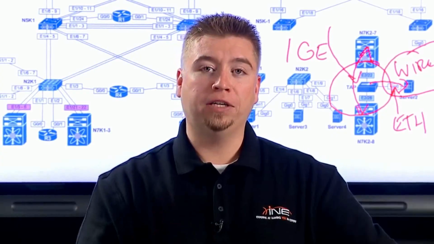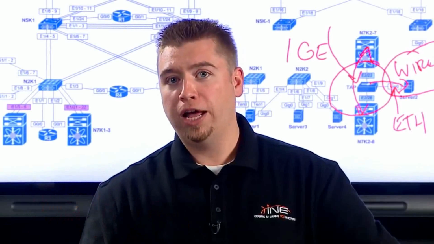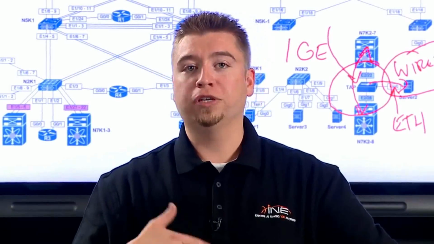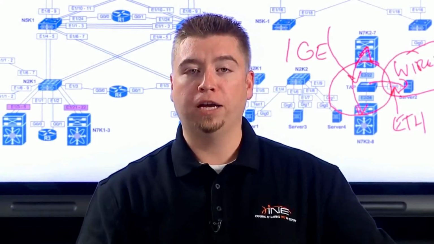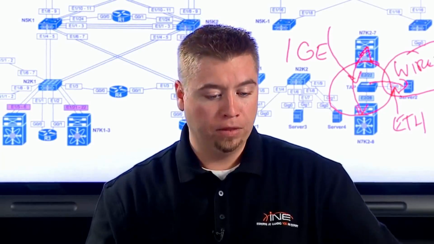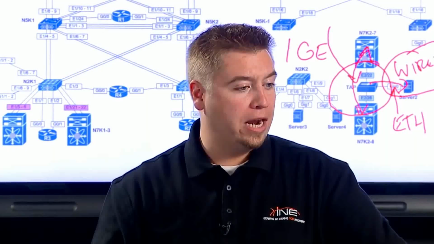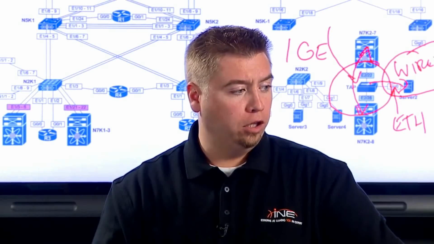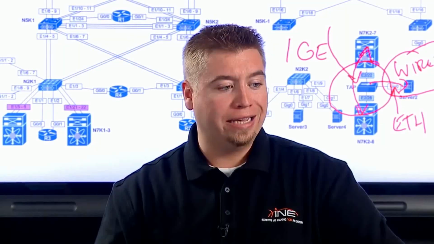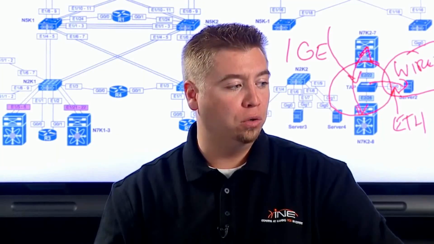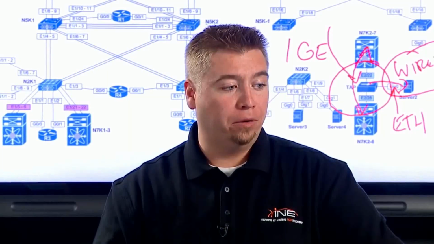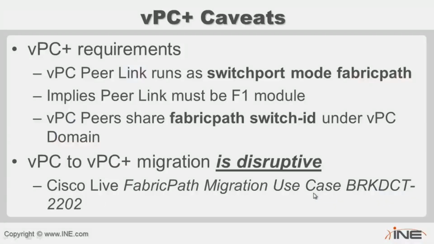If you're using fabric extenders, the FEXs are going to have to go offline and then boot up again, so there is going to be some downtime when you're doing the migration between the 2 of them. So again, if you're going to be doing that, I would look at this document. You can search by the number, BRK-DCT-2202 FabricPath migration use case. There's a video on demand for it, and there is a PDF. I would definitely recommend taking a look at that.